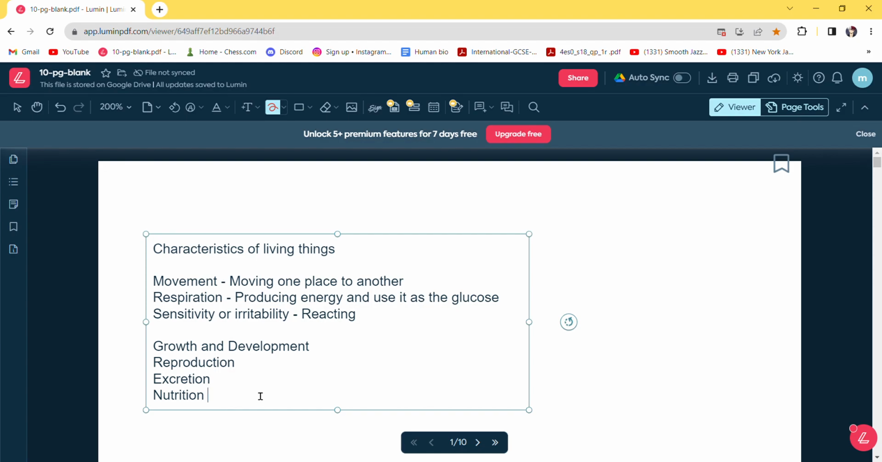So these seven characteristics mean that it is a living thing. Everything is a living thing if it has these. So these are the living things, and what I'm about to talk about is the five kingdoms.